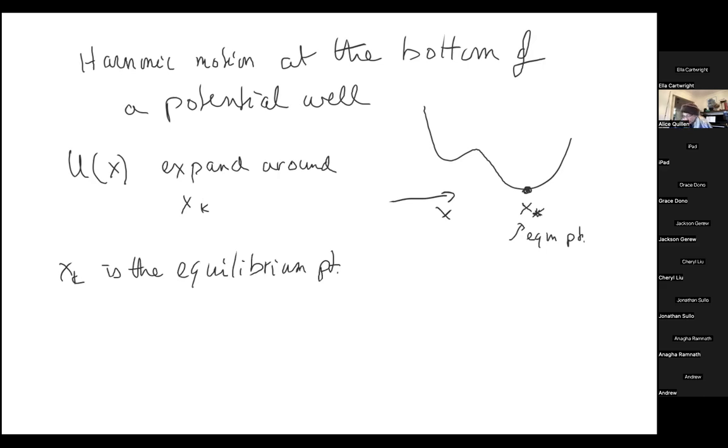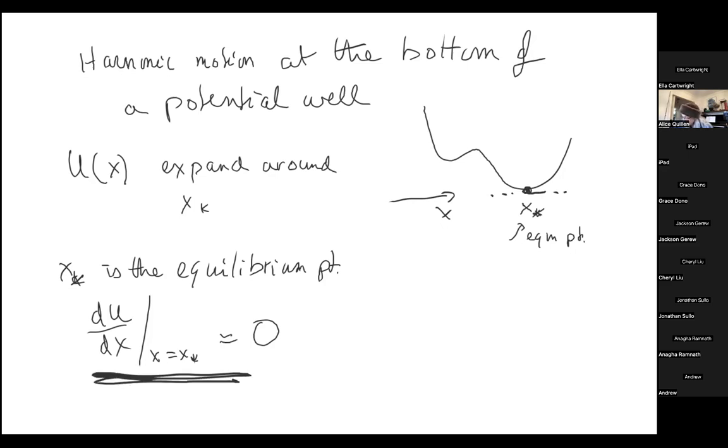At the equilibrium point, the slope has to be 0. So there's no force. So du dx at x equals x star equals 0. That's the condition, when the slope is 0. So notice the slope is 0 here. That's a condition for no force so that it can be stable. So this is true at x star.